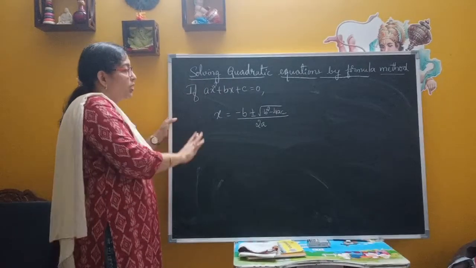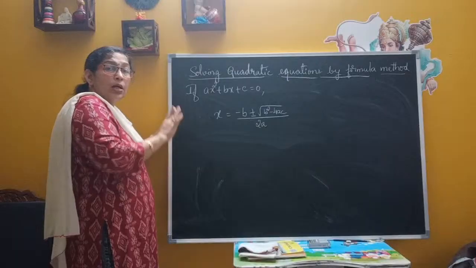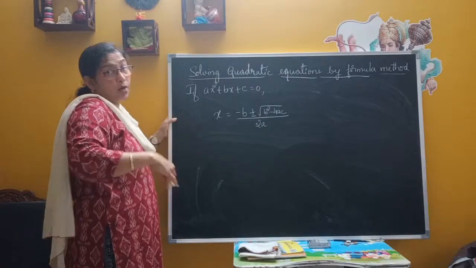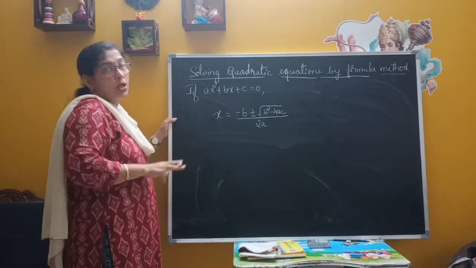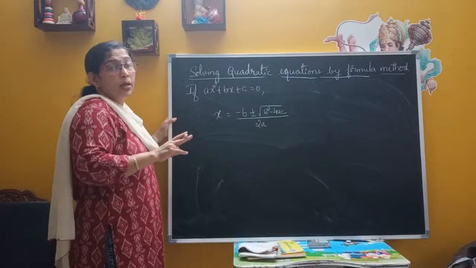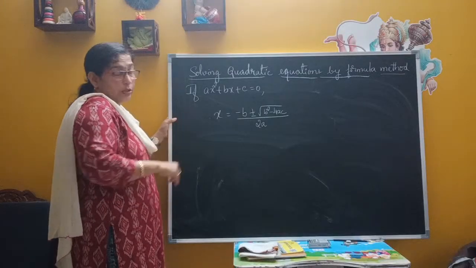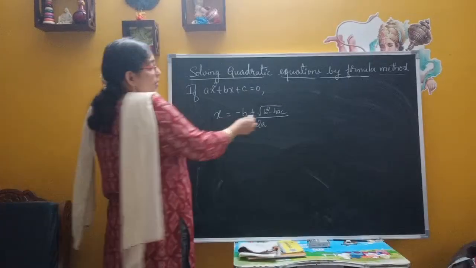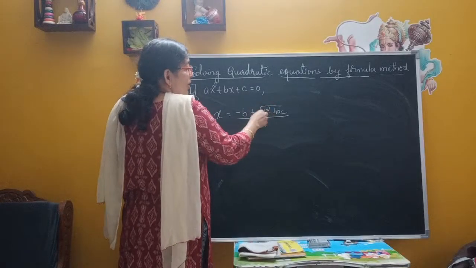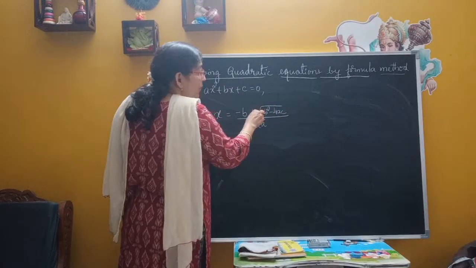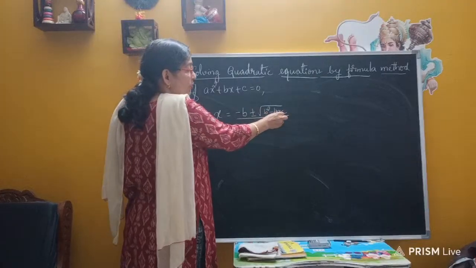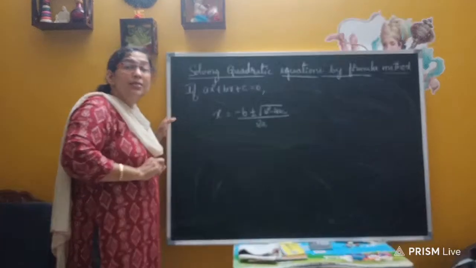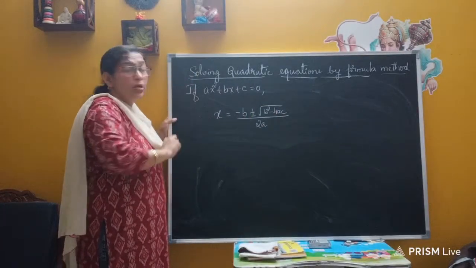For each quadratic equation we get either two real roots, or we can get equal roots, or there will not be real roots. So what are the conditions for that? Let us learn. Here in this quadratic formula, this plays a major role. This b square minus 4ac determines the nature of the roots.